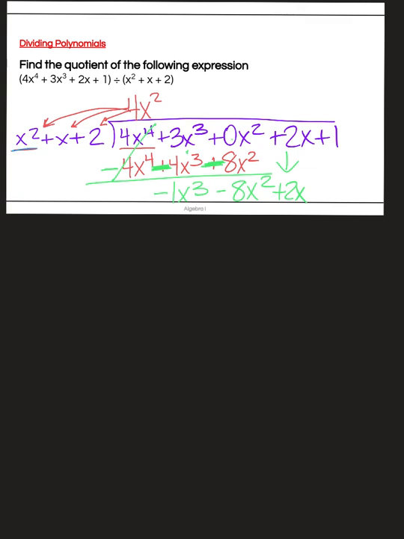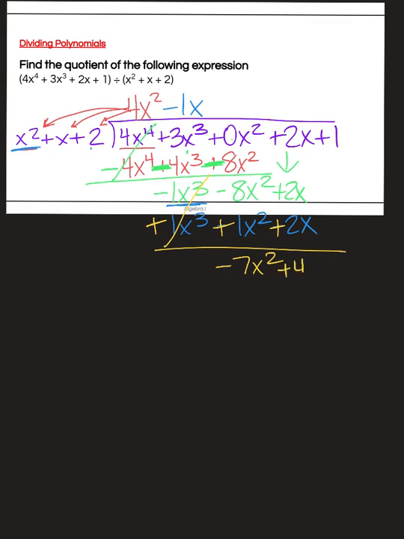Okay, so x squared times what is going to give me negative 1x cubed? It's going to be a negative 1x. So negative 1x times x squared is negative 1x cubed. Negative 1x times x is going to be negative 1x squared. And negative 1x times 2 is going to be negative 2x. Again, to represent subtracting, I'm going to change all the signs. So this is going to be a plus, this is going to be a plus, this is going to be a plus. So negative 1x cubed plus x cubed is 0. Negative 8x squared plus 1x squared is going to give me negative 7x squared. 2x plus 2x is going to give me a positive 4x. Then I'm going to bring down the positive 1.